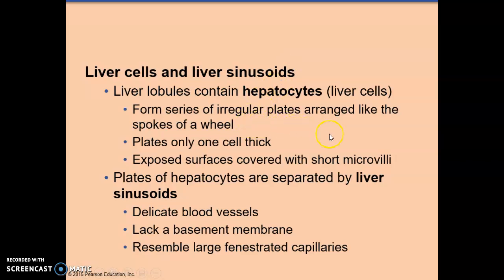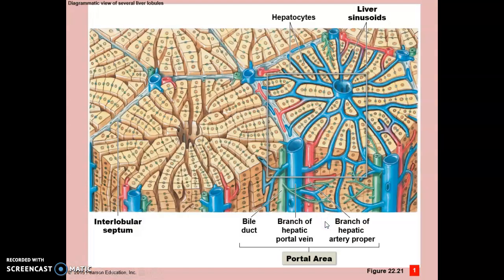Liver cells are called hepatocytes, and they're kind of like spokes of the wheel. Like they say irregular plates, but it looks like sheets of hepatocytes, although the sheets are only 1 cell thick. Exposed surfaces are covered with short microvilli. The plates of the hepatocytes are separated by liver sinusoids, delicate blood vessels that are like large fenestrated capillaries.